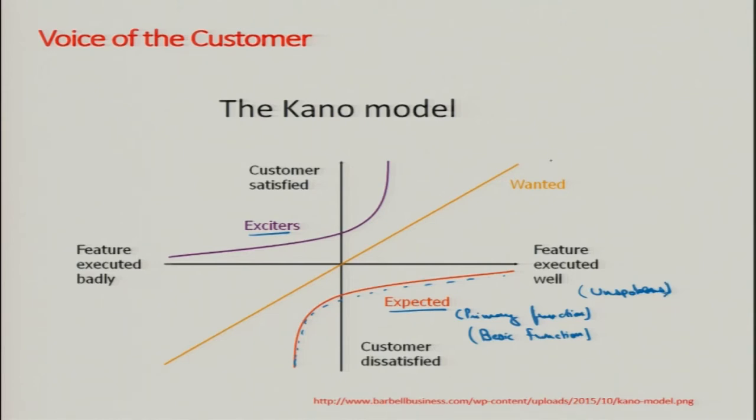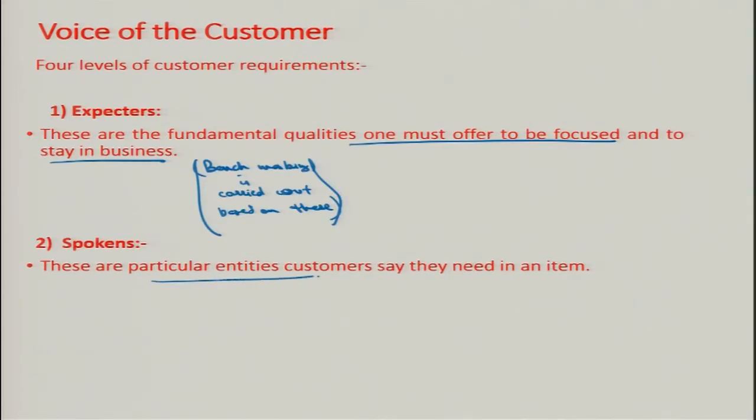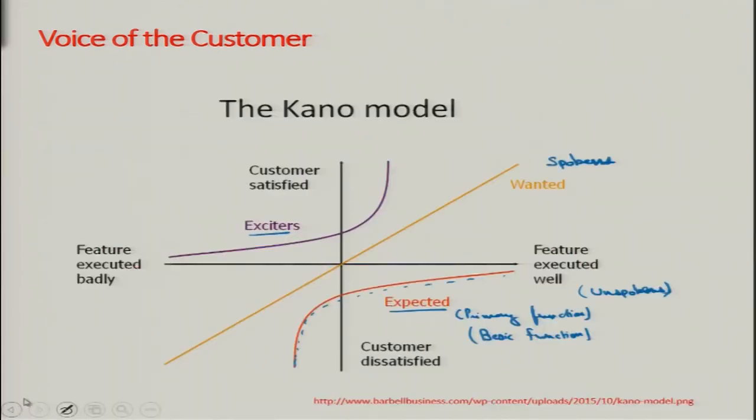There is something known as spokens. These are the items which the customer say that they need this thing. These are the particular entities customers say that they need in an item. These are the things which an organization would give as they speak to the parts or the item that characterize it for the customer. So, these are also known as satisfiers or the performance features. I can put it here. These are performance features or satisfiers.